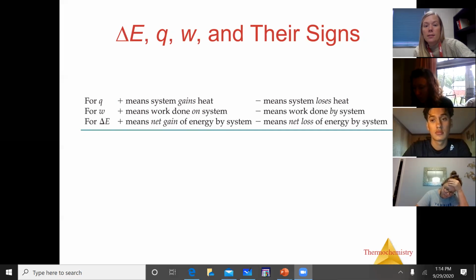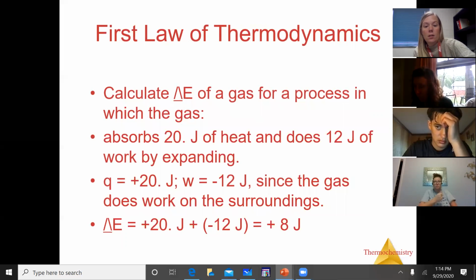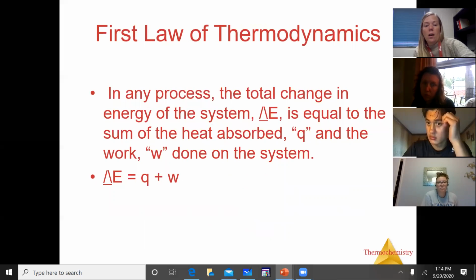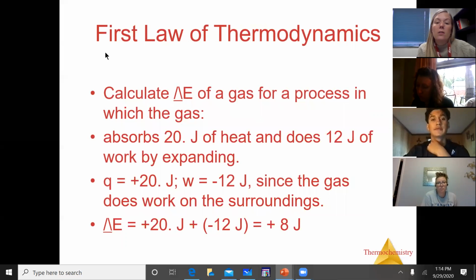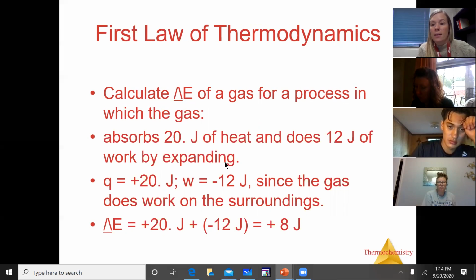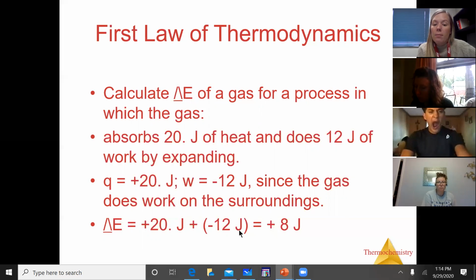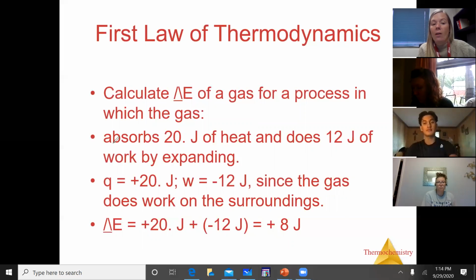So let's look at a simple problem here. It says, calculate the change in E of a gas for a process in which the gas absorbs 20 joules of heat and does 12 joules of work by expanding. A lot of times work is done through gas expanding. A system's gas will expand or contract, so we've got to look at this word problem and think, is that energy going into the system or is the energy going out of the system?